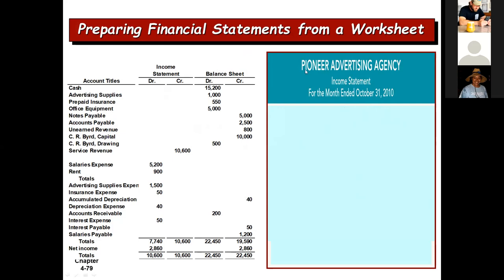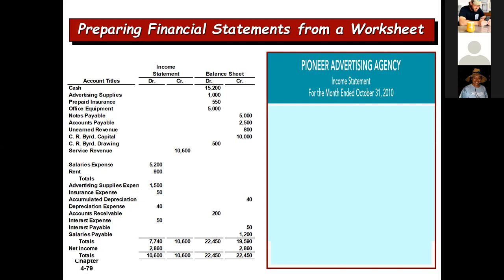Now, the key point of the income statement is that it is basically a formal financial statement, a report summarizing how much money the company made during the accounting period. In this case, the accounting period is for the month ended October 31st. Now, some financial statements show for the year ended October 31st, which means it's for the 12-month period ending October 31st, or it could show for the 6 months ended October 31st, which means it's the 6-month period ending October 31st. In other words, it's a 6-month summary. In this example, it's just for the month.